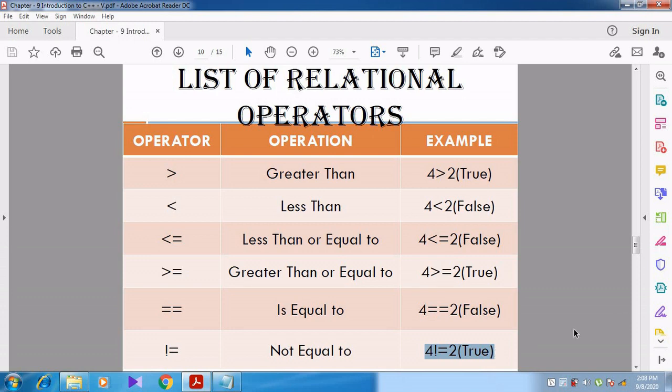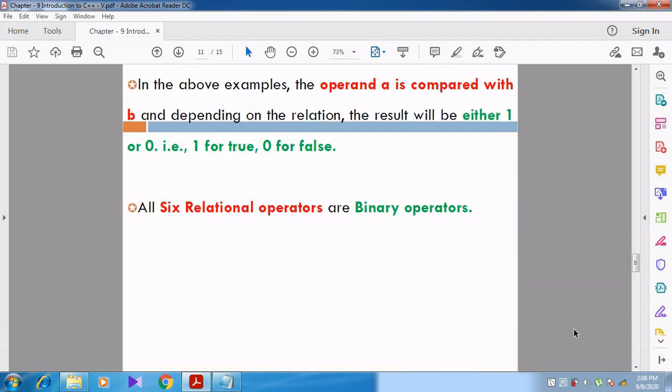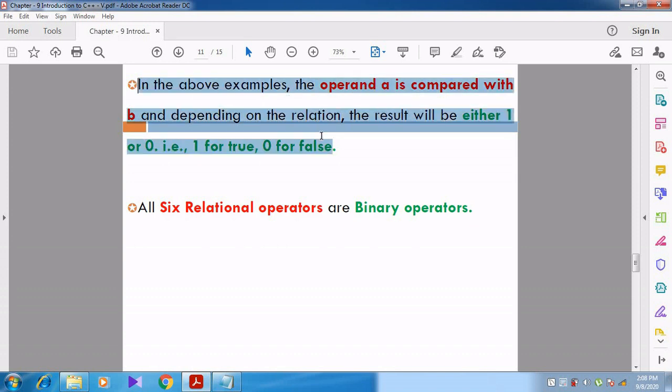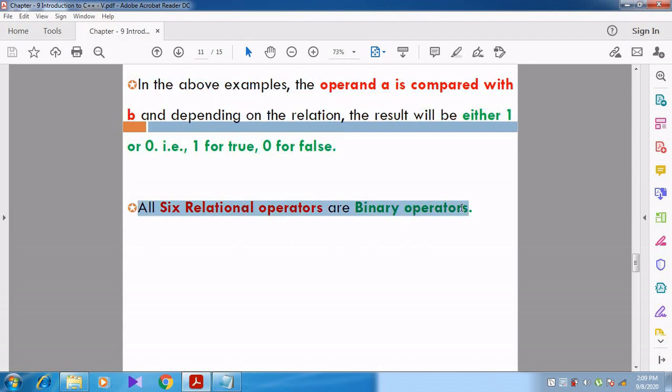Can you understand, students? Right. In the above example, the operand A is compared with B, and depending on the relationship, the result will be either 1 or 0. 1 represents true, 0 represents false. All the 6 relational operators are binary operators. This is a very important point.